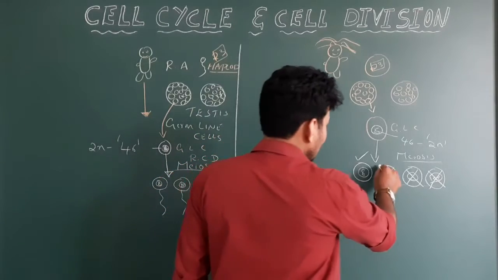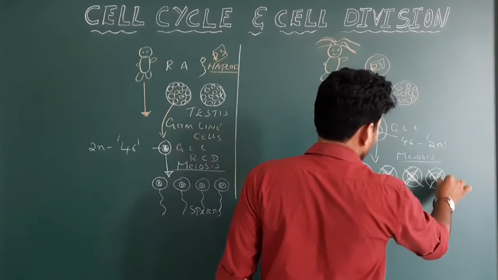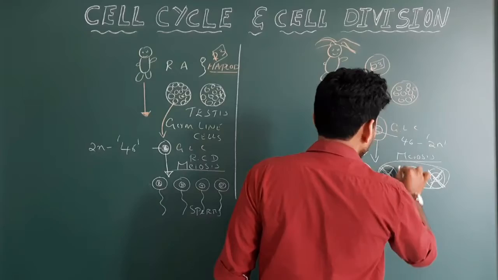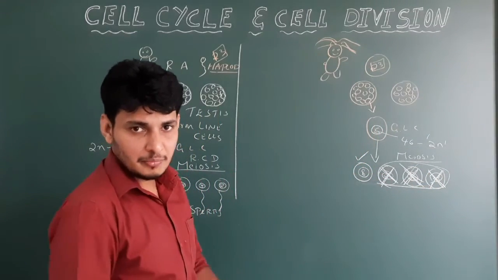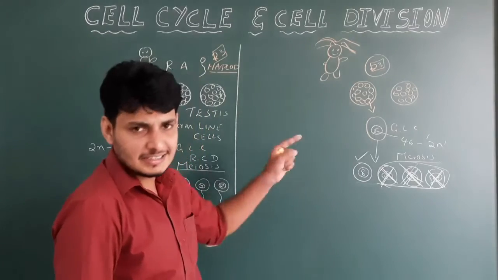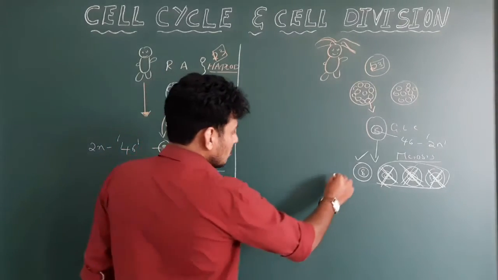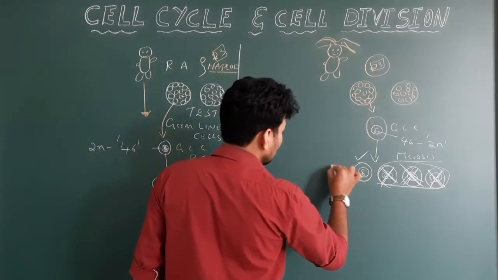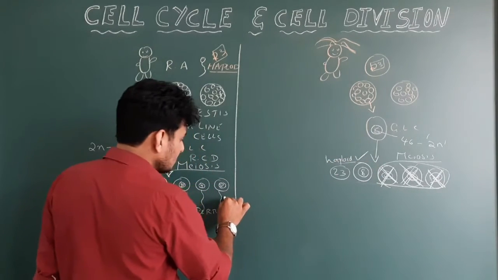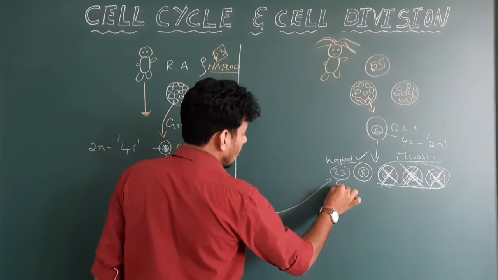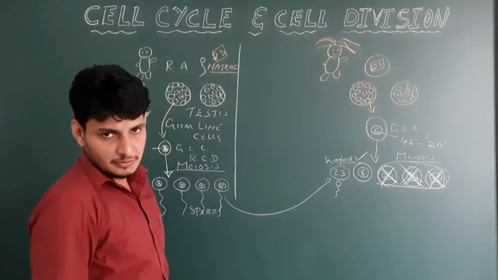That is the reason why it is a wonderful system in the female body. The 3 ova will degenerate and only 1 ovum will develop. Okay, so this is the thing. You will understand it in the second year. Okay, so here this ovum contains 23 chromosomes. That is nothing but a haploid cell. It is a haploid cell.